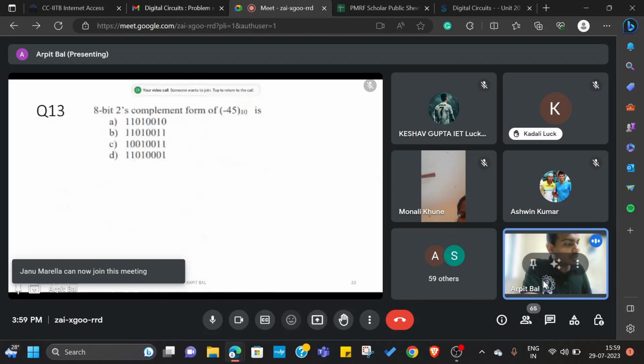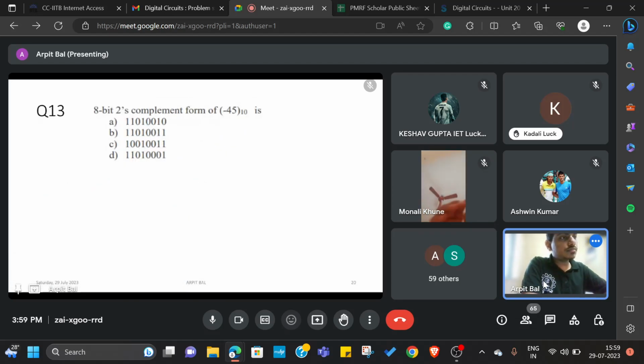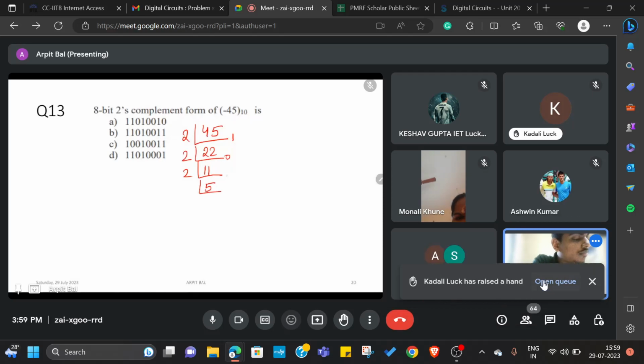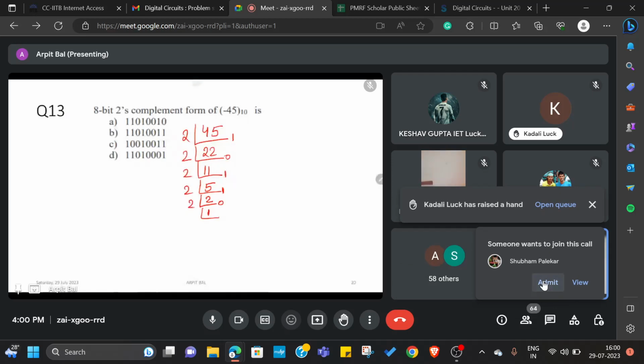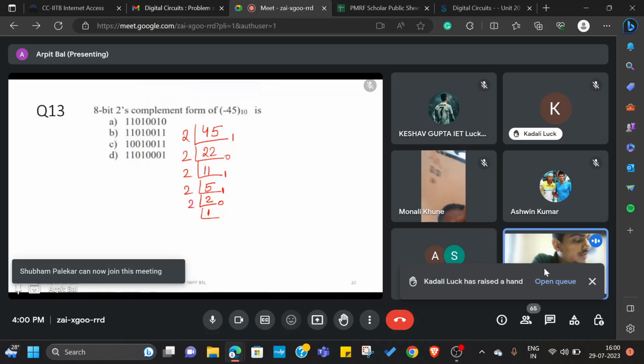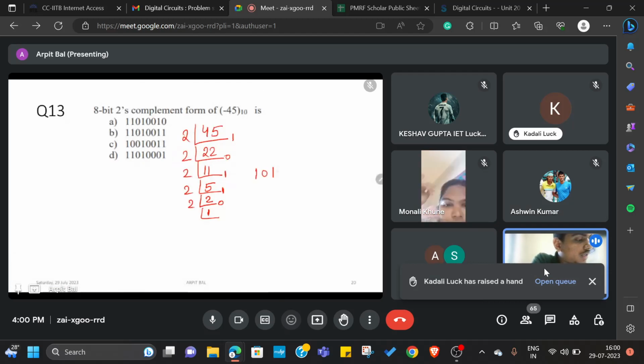So moving on to the next question. Okay, so 8-bit 2's complement form of minus 45 base 10 is. Okay, so let us find out the binary form of 45. There will be a remainder of 1, then we have 11. Okay, so the binary value is 101101.